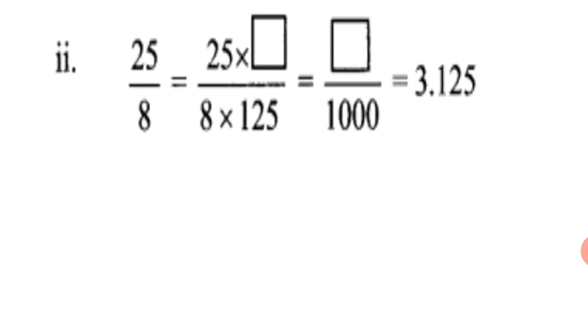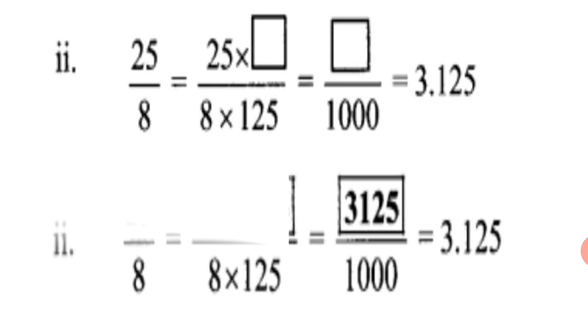Second sum, 25 upon 8 is equal to... 25 into dash upon 8 into 125 is given. So in the numerator also you multiply by 125. You will have to do the rough work, 25 into 8, and you will get your answer.